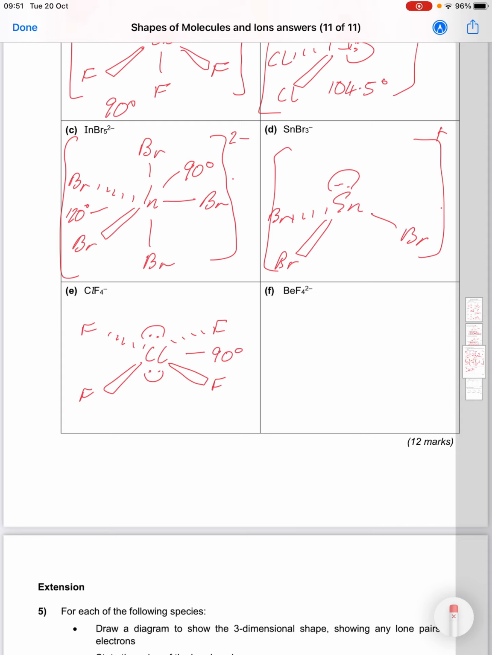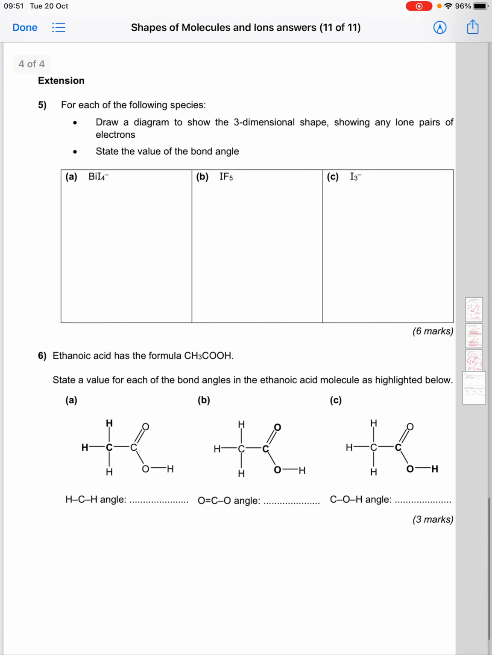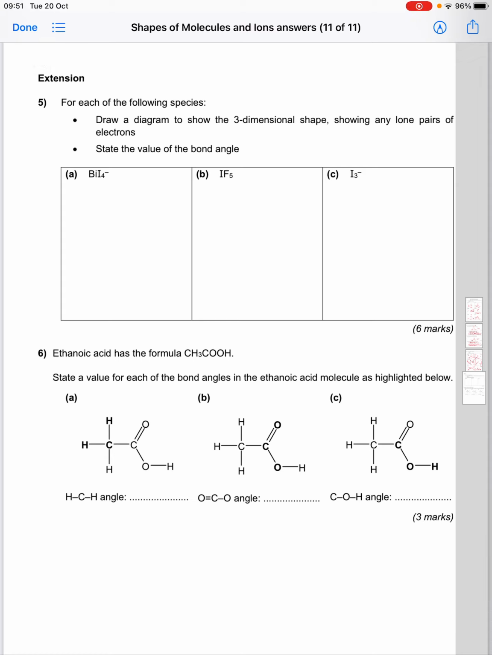So beryllium, fluorine, fluorine, fluorine here, 2 minus charge, and we'll have a bond angle of 109.5 degrees. Okay. So the really difficult ones are these ones on the last page.